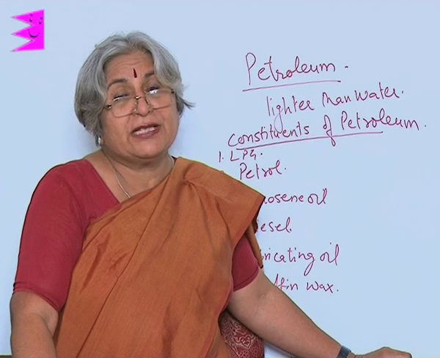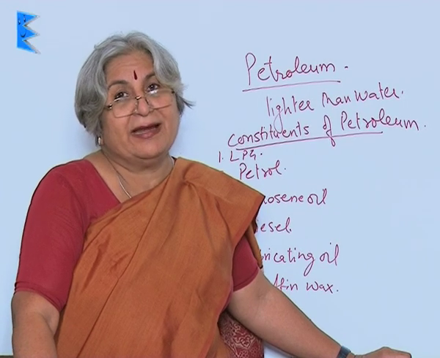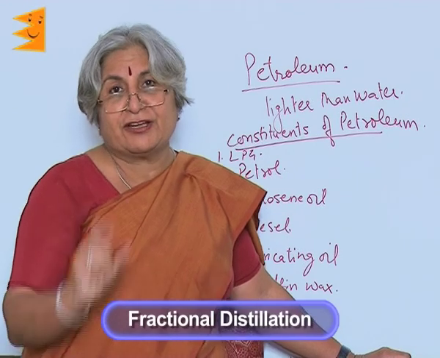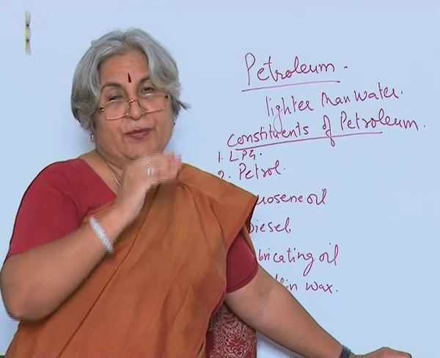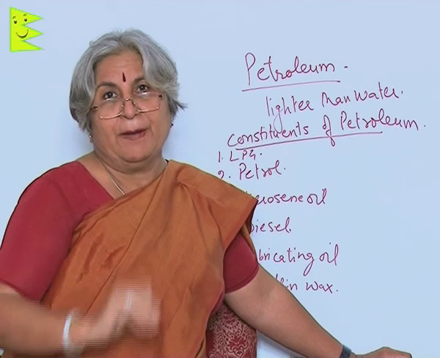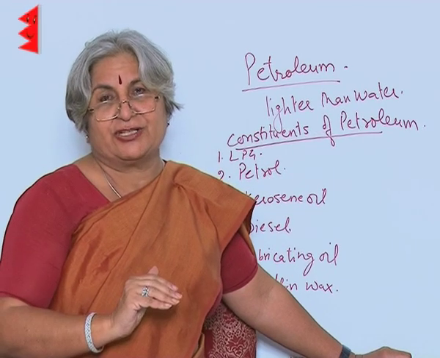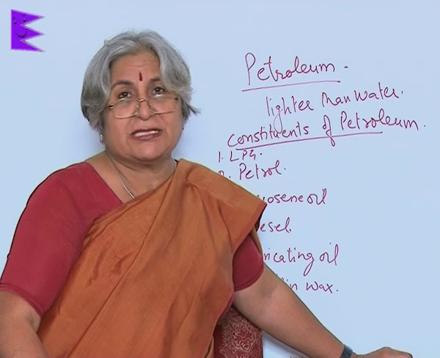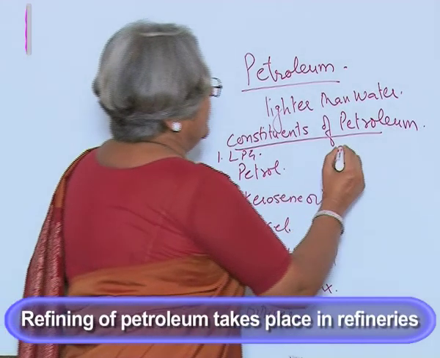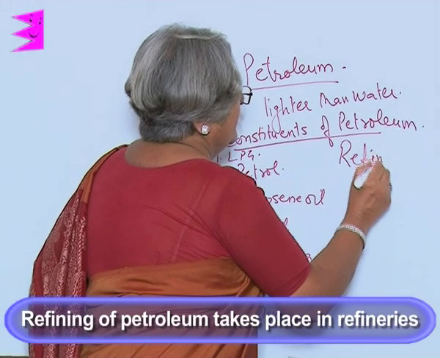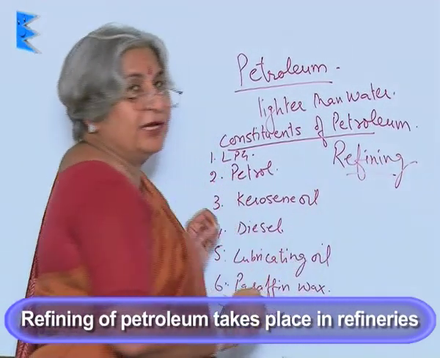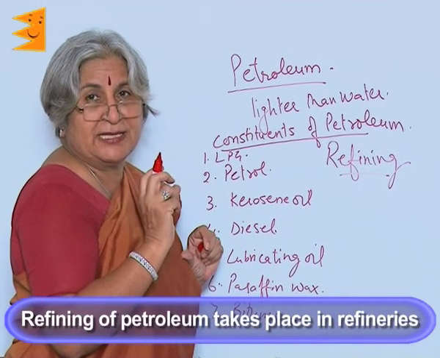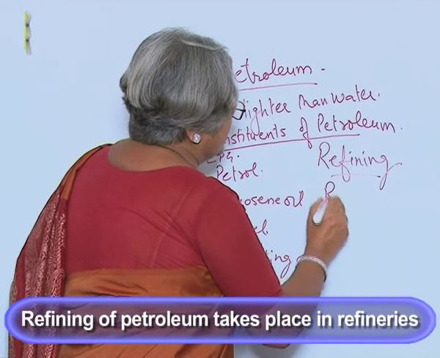So what method are we using? Distillation, and this kind of distillation is called fractional distillation. Fraction means a small part. So because parts are being removed by evaporation and condensation, it is called fractional distillation. And the process is called refining of petroleum, and because this process is taking place in special places, they are called refineries.